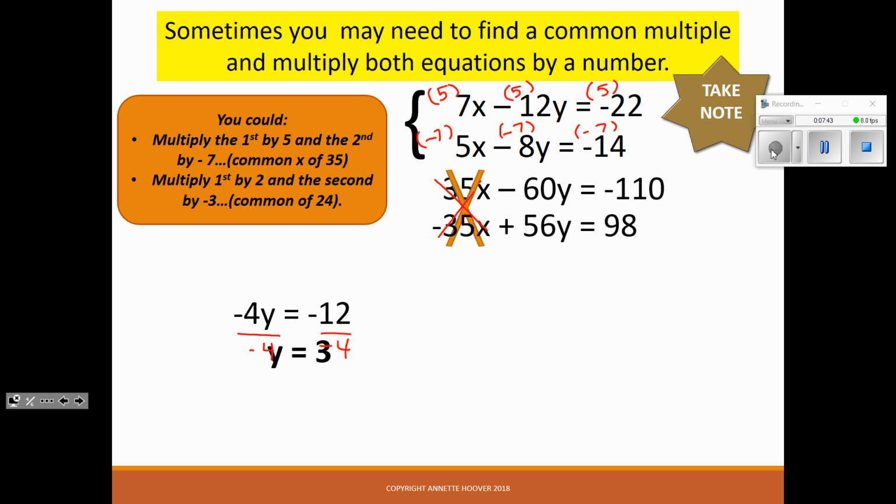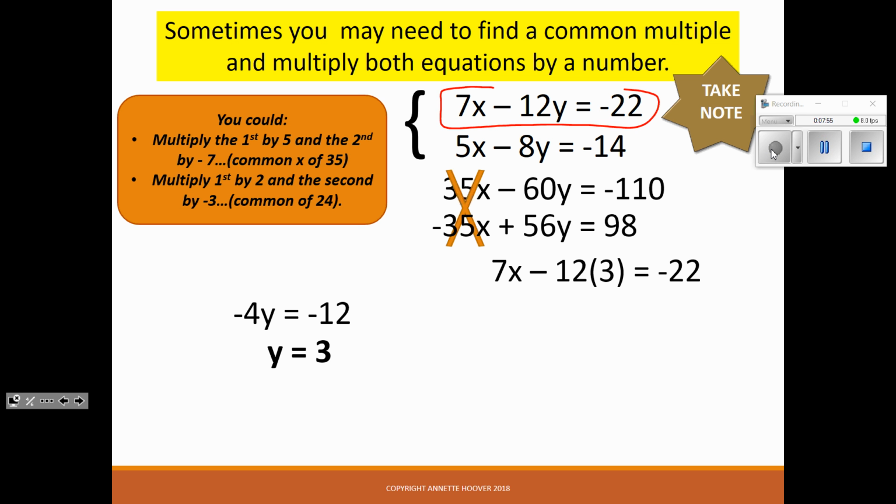Now we can plug 3 back into one of our equations. I just chose to plug it into the first equation. So in place of the y, I plugged in 3. So I took this equation and I plugged in 3 to y right here. And I have 7x minus 12 times 3 equals a negative 22. Two-step equation. We do our multiplication first. 7x minus 36 equals negative 22.